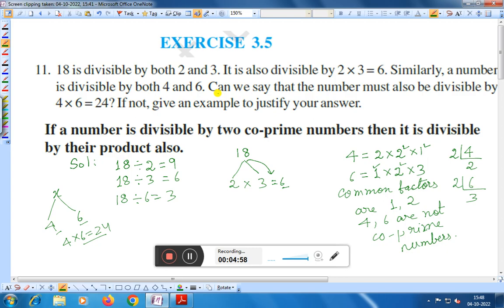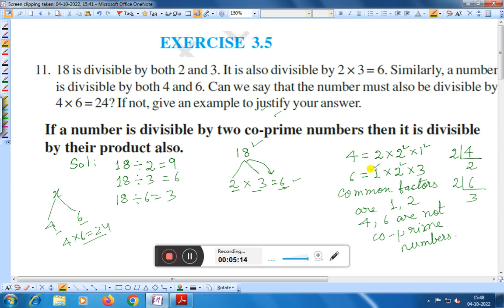In this case, suppose 18. 18 is divisible by 2. 18 is divisible by 3. And you know that 2 and 3 are co-prime numbers. And if you multiply the numbers 2 into 3, that is 6. That means this number is also divisible by 6.